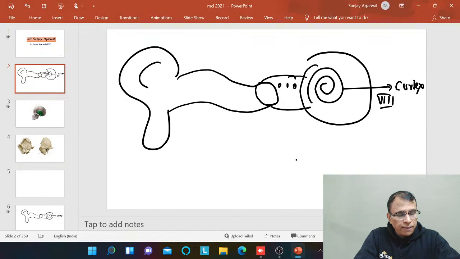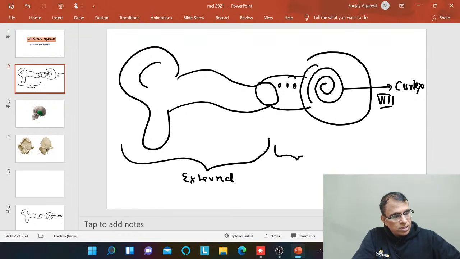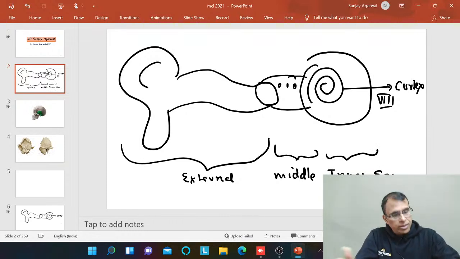We can manage. So, which is the external ear? This much is the external ear. This much is the middle ear. And this much is the inner ear. Now these are the three parts of the ear: external ear, middle ear, inner ear. Very basic. Now we'll discuss the anatomy of all the three parts, and then we'll proceed from there.